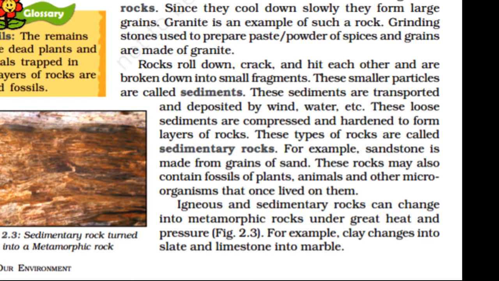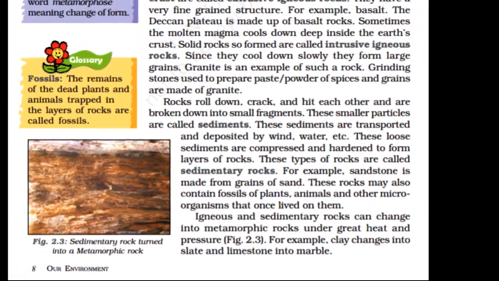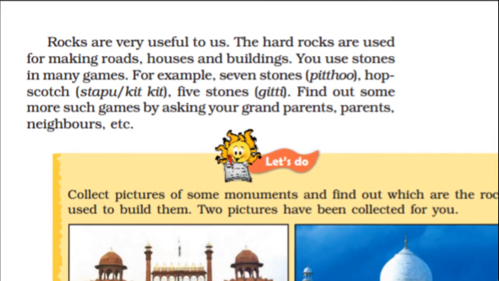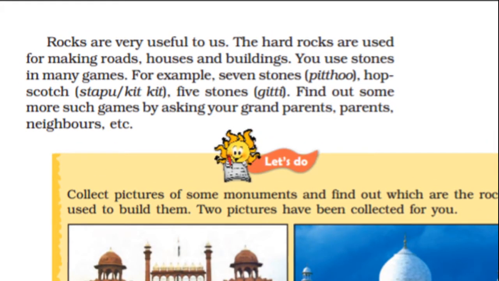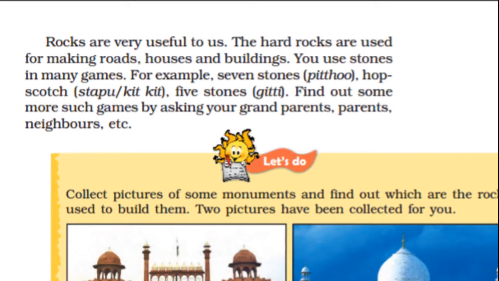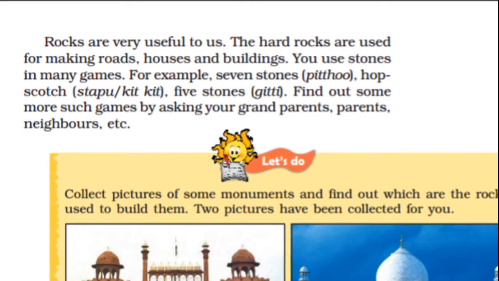Last one, metamorphic rocks. Igneous and sedimentary rocks can change into metamorphic rocks under great heat and pressure. For example, clay changes into slate and limestone into marble. Rocks have many uses. The hard rocks are used for making roads, houses, and buildings, and stones are used in many games, for example, seven stones, hopscotch, five stones, etc.